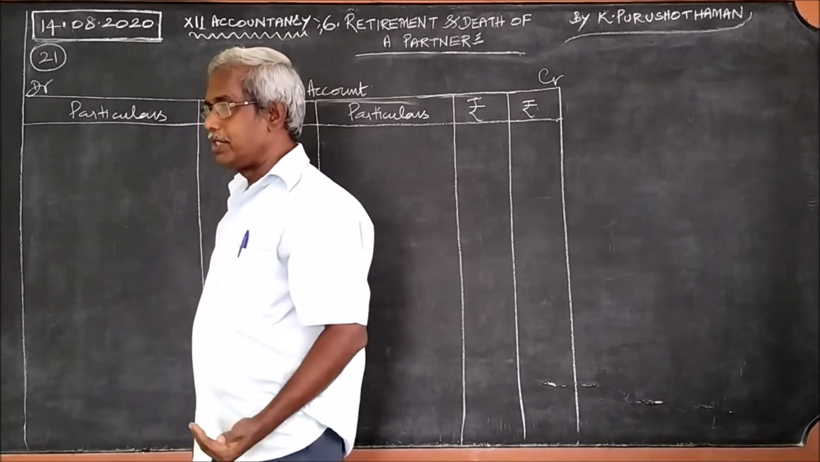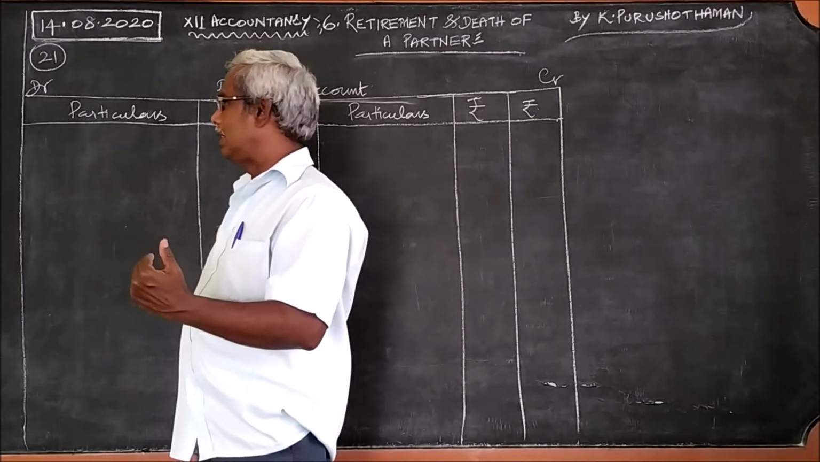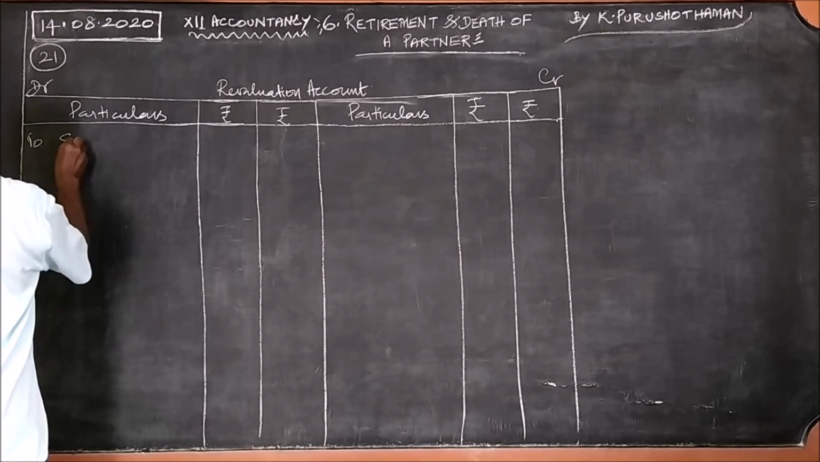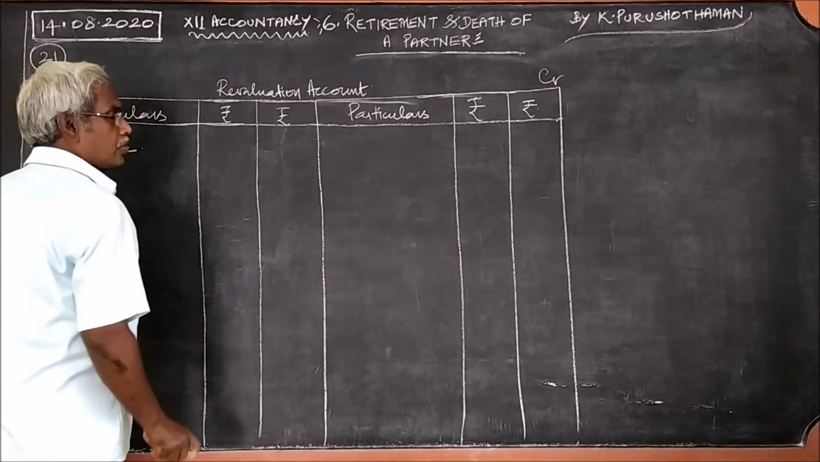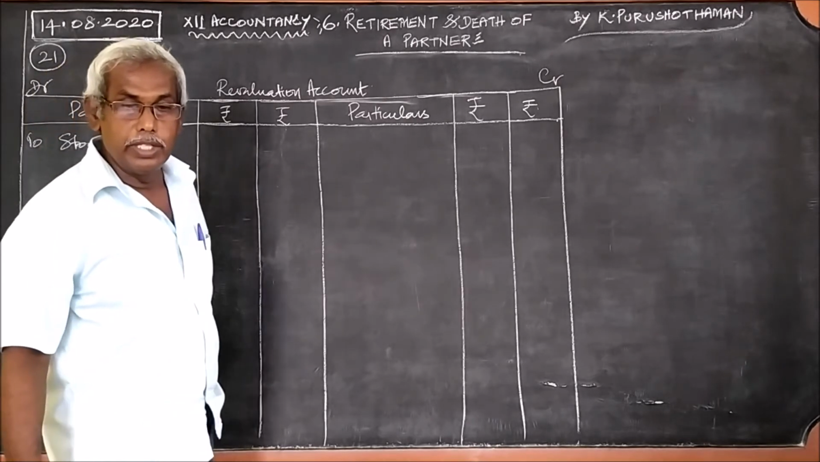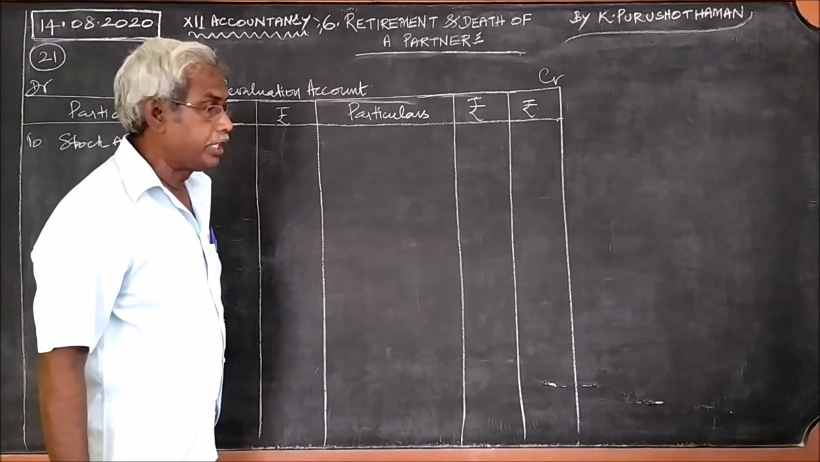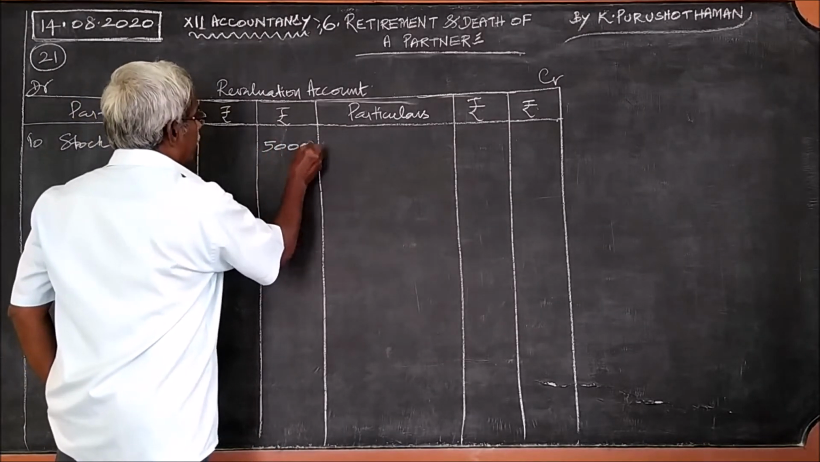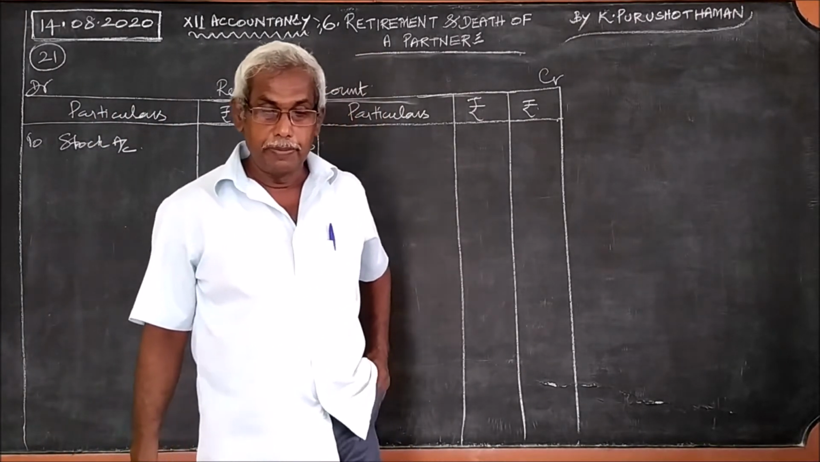So it is a depreciation loss. A decrease in the value of the asset is a loss, therefore, to stock account, the amount is 5,000. To stock account, that is depreciated by 5,000. 5,000 is a loss.